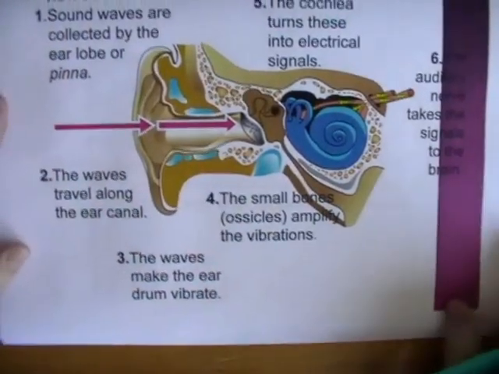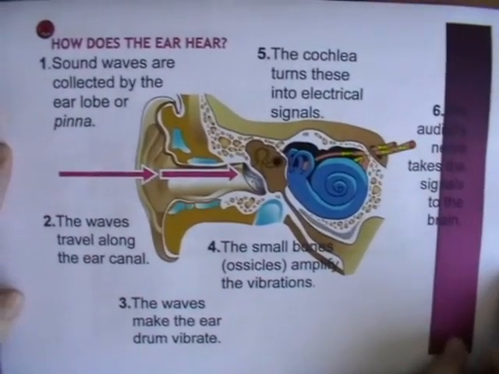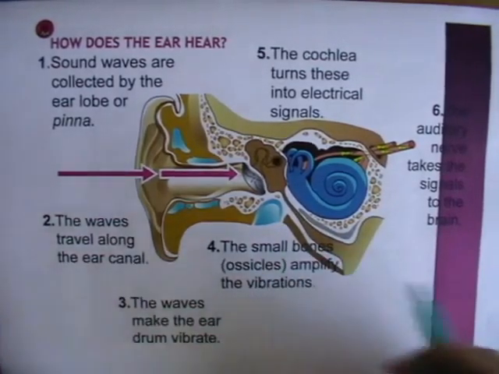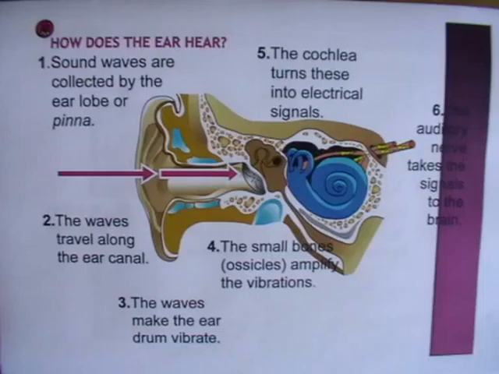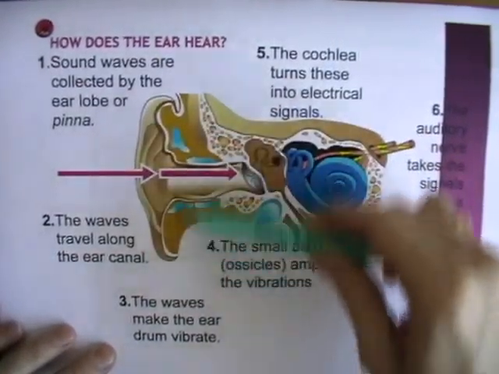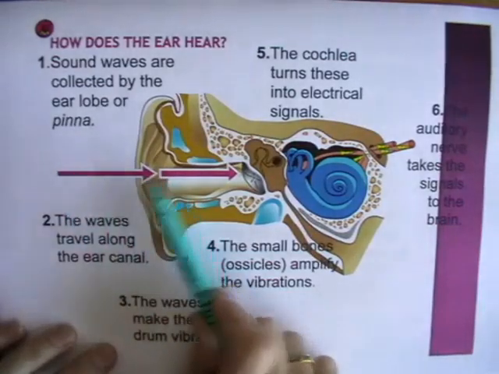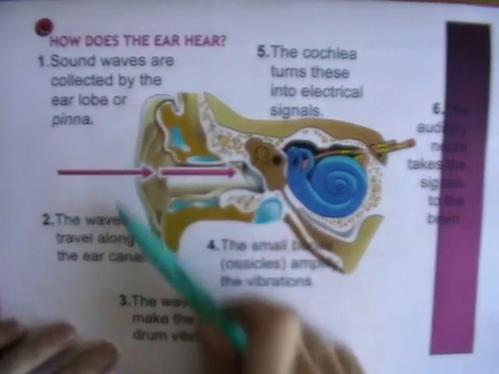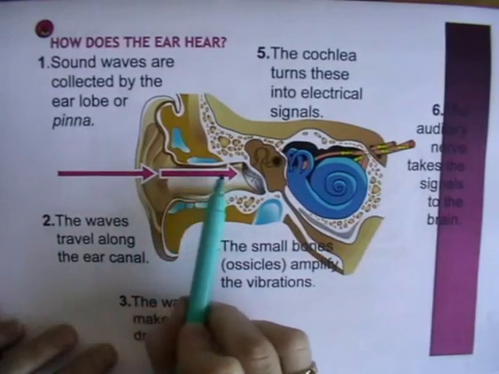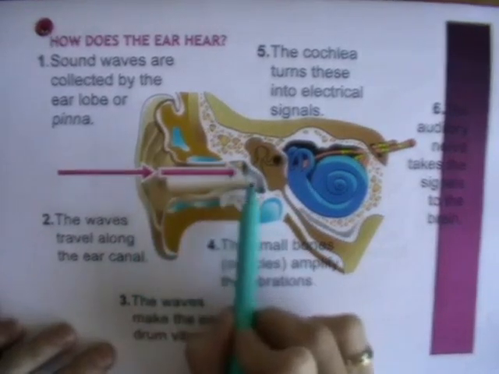Right, you don't have to learn this, but this just shows you how the sound gets to your ear, and then your brain interprets the sound. So first of all, your ear is shaped the way it is because it's there to collect sound, and it's collected by your earlobe or your pinna. Then the sound waves travel along your ear canal. So this is the part where the wax would gather at the end.